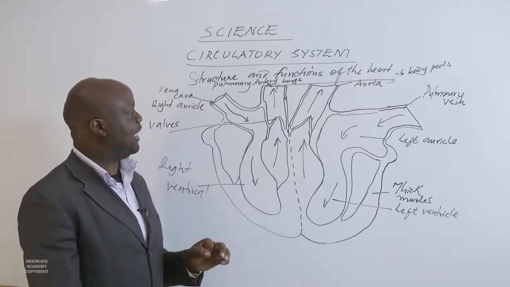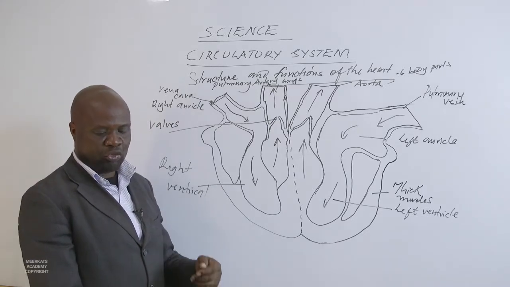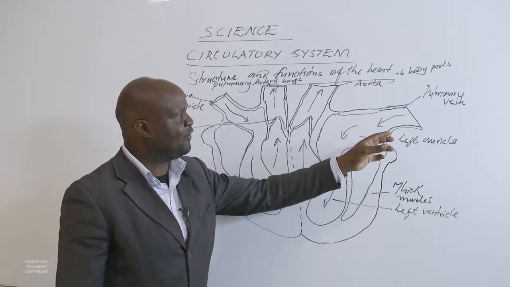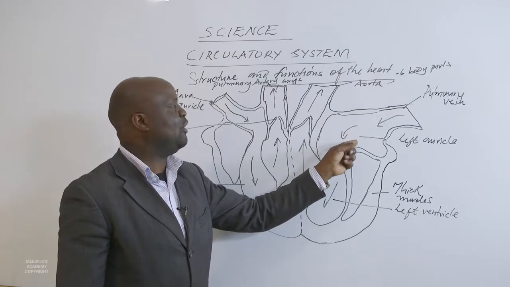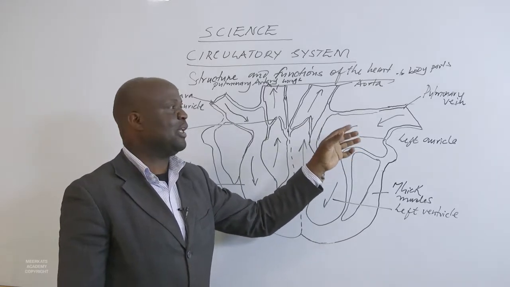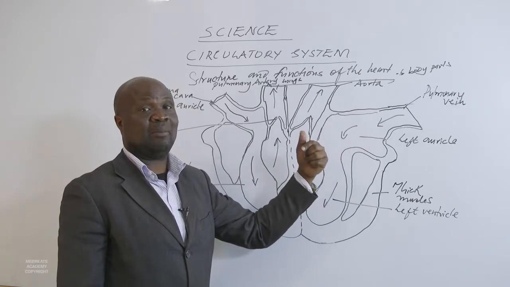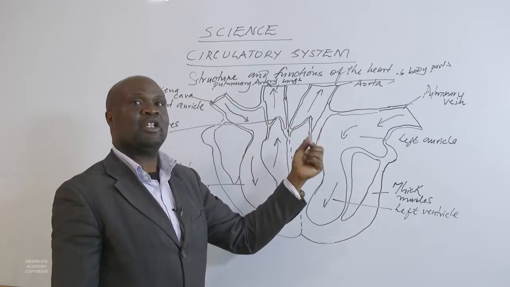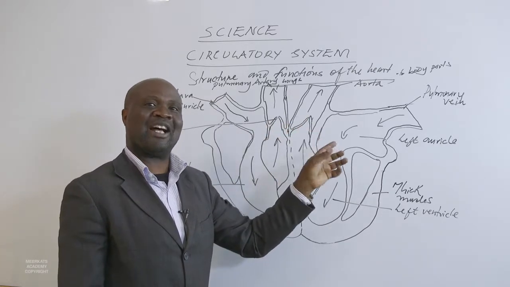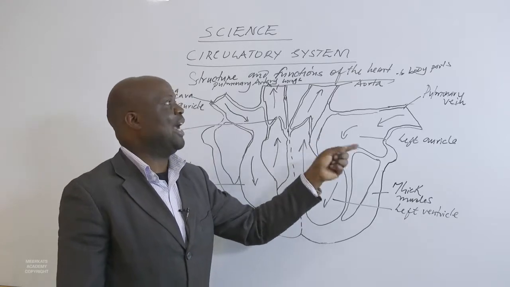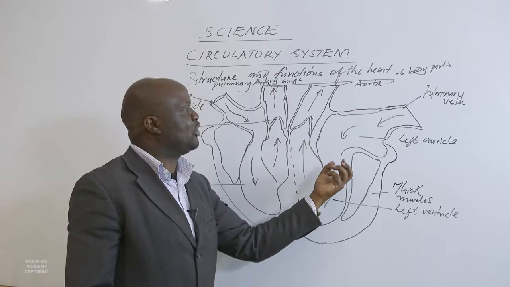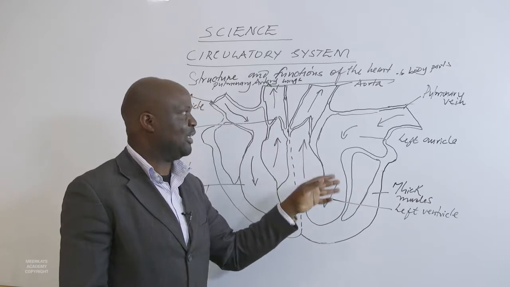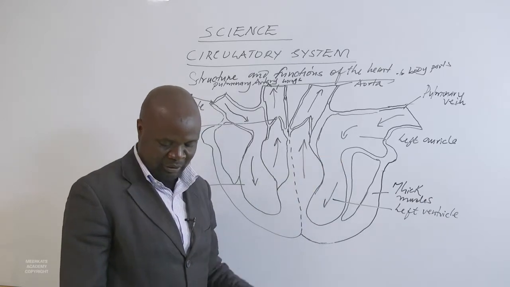Then we are saying the left auricle receives oxygenated blood from the lungs. This is the left auricle. It receives oxygenated blood from the lungs via the pulmonary vein. So the blood coming from the lungs has more oxygen than the blood entering the lungs via the pulmonary artery. The pulmonary artery sends blood to the lungs that has a lot of carbon dioxide gas, and then the pulmonary veins bring blood to the heart that has a lot of oxygen in it. That's why we call it oxygenated blood.